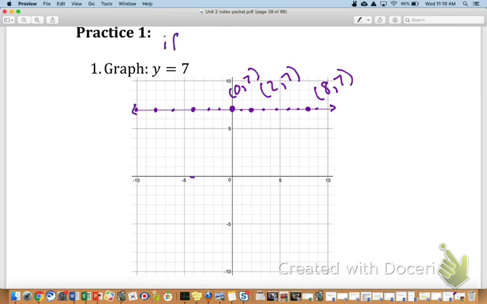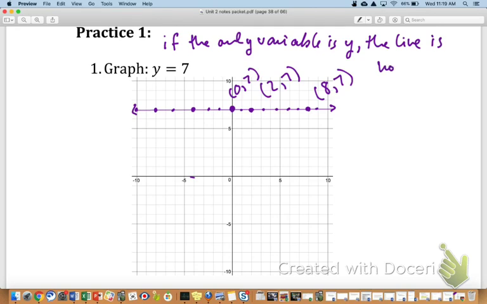If the only variable is y, the line is horizontal. If the only variable is a y, the line is going to be horizontal. That's the only way you could fulfill this relationship, with a horizontal pattern. Makes sense with all the little points up there? You guys did a good job questioning and going with that. All right, let's try the other one.